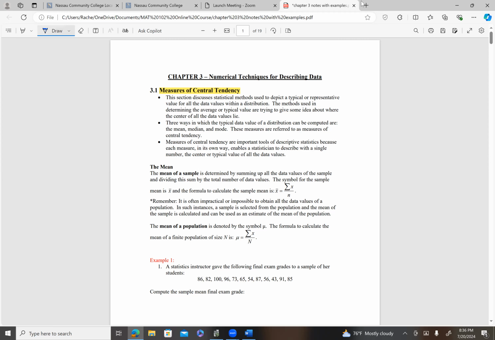So measures of central tendency are very important because each one of them in their own way lets us describe with a single number the center of all the data values in a set. So first, let's start with the mean. So the first measure of central tendency that we're going to cover is the mean.